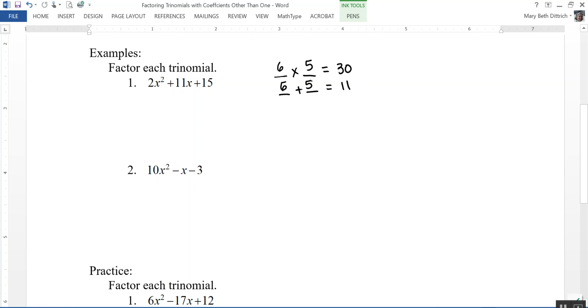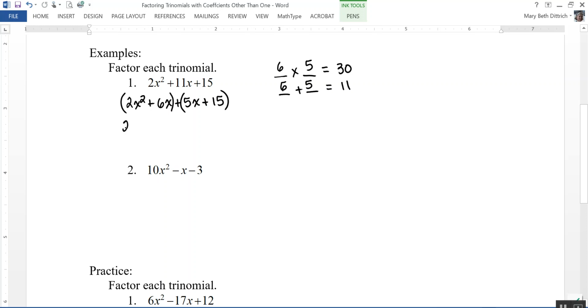Okay, and I'm not just going to put these directly into the parentheses as I did when a was equal to 1. I need to use these two numbers to rewrite my middle term of 11x. So I'm going to rewrite this as 2x squared plus 6x plus 5x plus 15. Now it doesn't matter if I put 5x first and then 6x, it's going to turn out either way. Now that I have four terms, I'm going to factor this by grouping. So I'll put parentheses around the first two, parentheses around the last two, and look for a greatest common factor in each set of parentheses.